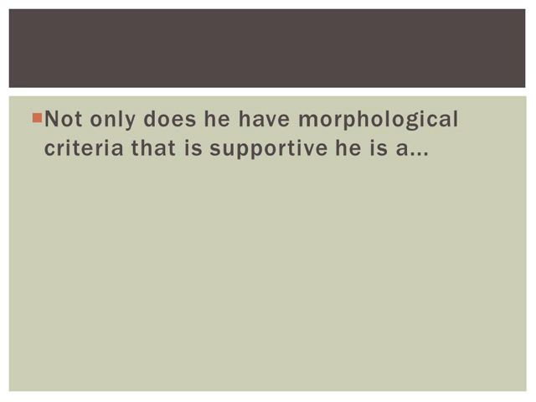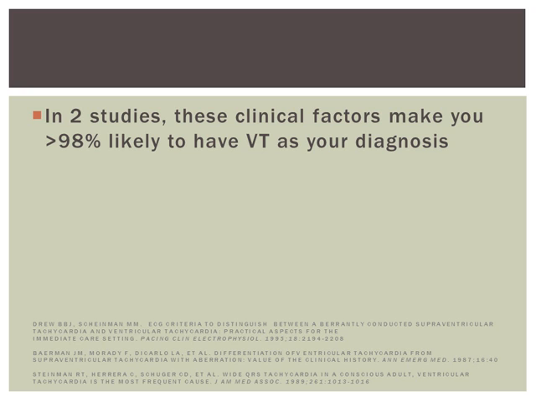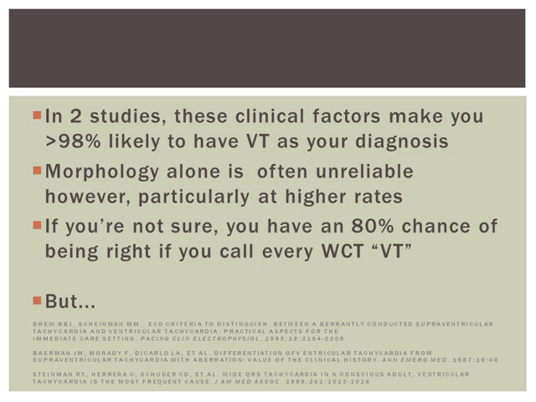But not only does this man have morphological criteria that support VT, he is a 50-year-old male having chest pain. And in 2 studies, these clinical factors alone make you more than 98% likely to have VT as your diagnosis at EP studies when you present with a broad complex tachycardia. Morphology is unreliable sometimes, particularly at the higher rates. But even if you're not sure, you still have an 80% chance of being right if you call every regular broad complex tachycardia VT. But there's always more, isn't there?